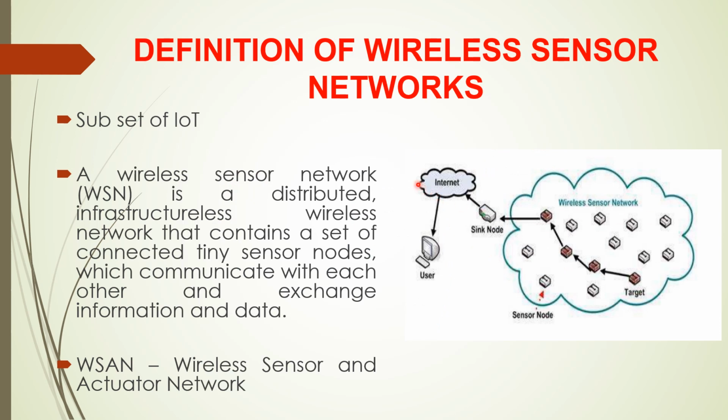So this wireless sensor network is a subset of IoT. Wireless sensor network is a distributed infrastructureless wireless network. As we know, an ad hoc network is also an infrastructureless network, and your sensor network is also an infrastructureless network. And this wireless sensor network contains a set of connected tiny sensor nodes. So this small box is called a tiny sensor node, and these sensor nodes are able to communicate with each other and exchange information as well as data.